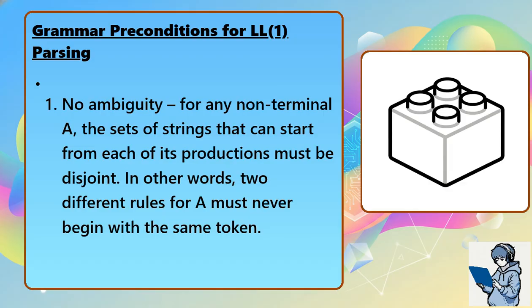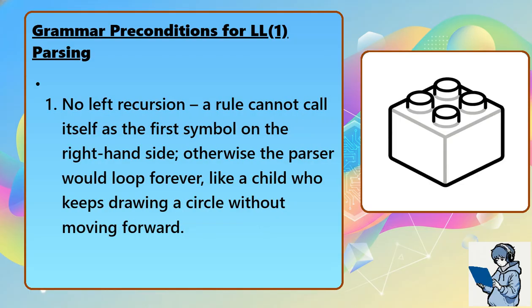Number 1, no ambiguity. For any non-terminal A, the sets of strings that can start from each of its productions must be disjoint. In other words, two different rules for A must never begin with the same token. Number 2, no left recursion. A rule cannot call itself as the first symbol on the right-hand side. Otherwise, the parser would loop forever, like a child who keeps drawing a circle without moving forward.